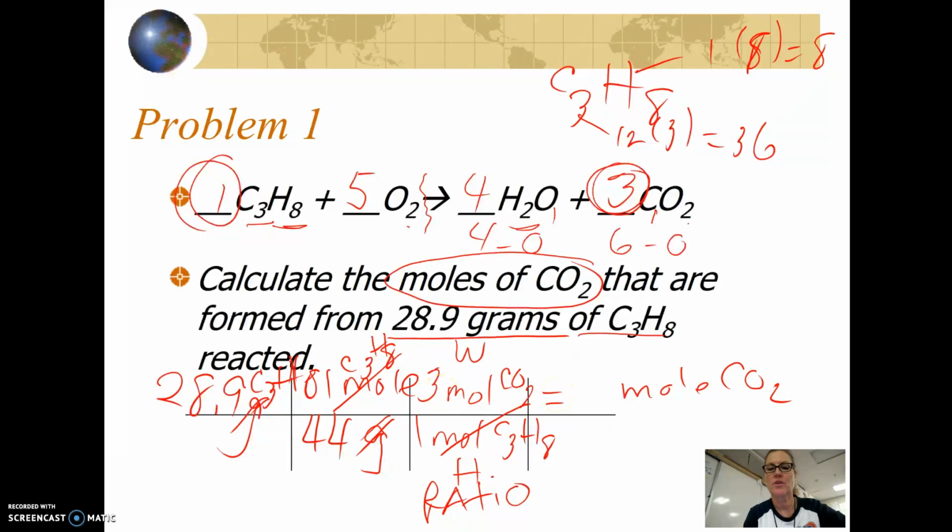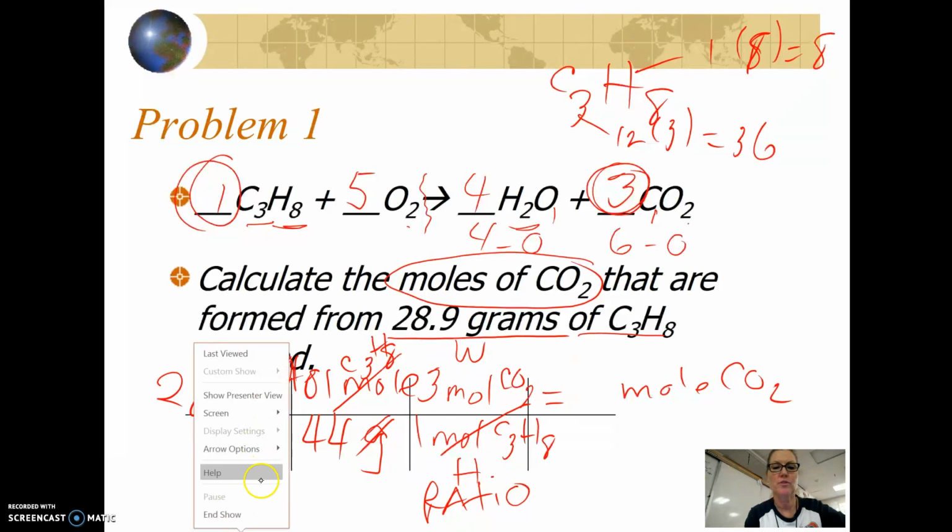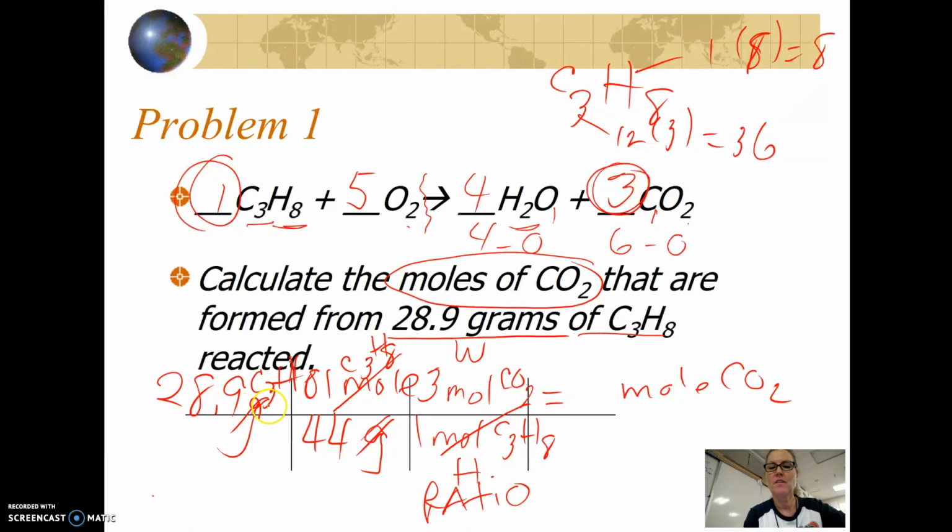Everything else is canceled. So now, just looking at the math here, let me see if I can change my colors real quick. I don't think I'm doing it. Looking at the math, it's 28.9 divided by 44, up here's just a 1, times 3. That's going to give you your answer. 28.9 divided by 44 times 3. I don't have that number right now, and my calculator is not in my hand. So let me switch to the second problem I want to show you, and you go ahead and calculate that one for yourself.